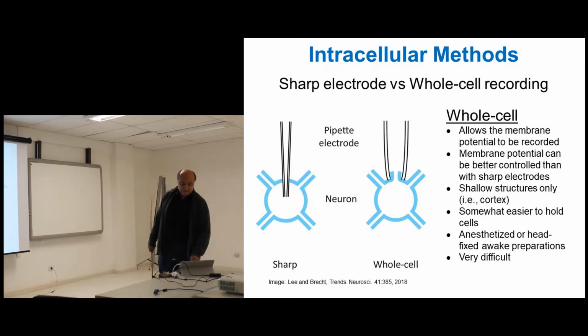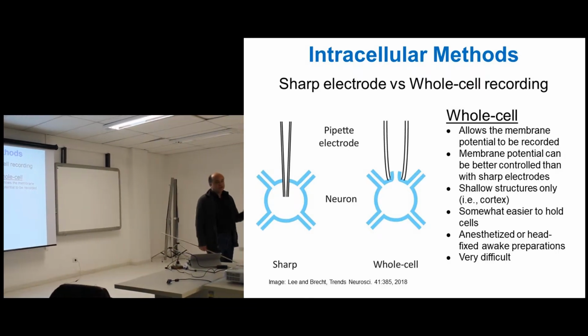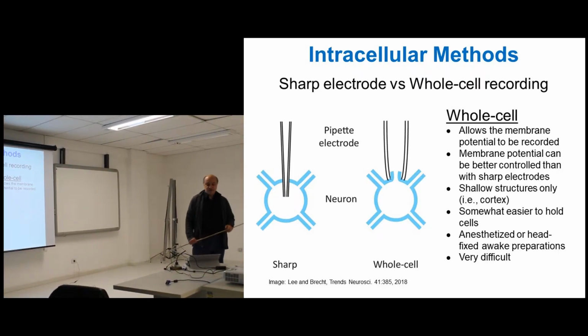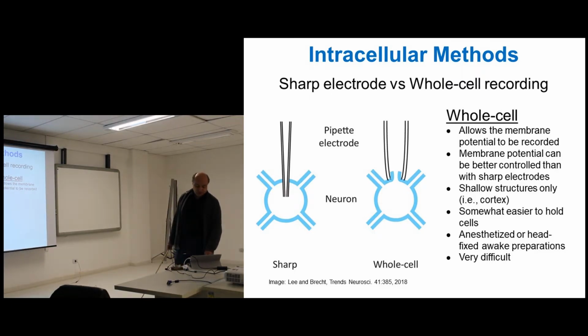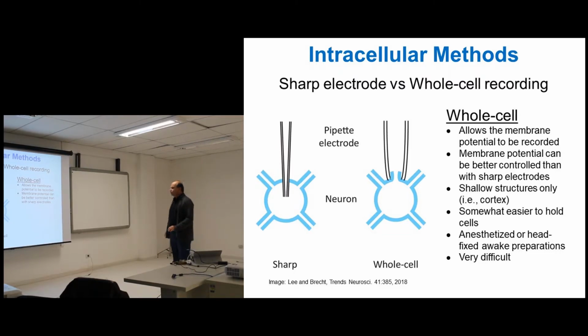Whole cell recording, on the other hand, is slightly easier. Both of these techniques are easier to do in vitro, such as in the slice preparation, but they are done in vivo as well. Whole cell recording also allows you to measure the membrane potential, but it actually gives you better control of the potential.